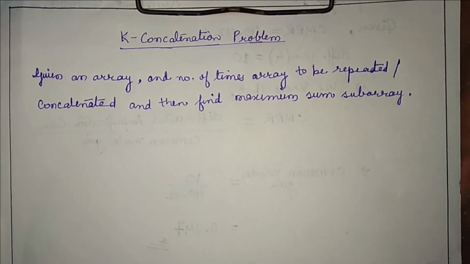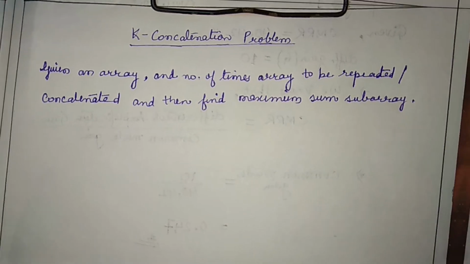Talking about the problem statement of this K-Concatenation, here we are given an array and the number of times this array is going to be repeated or concatenated. After that, we have to find the maximum sum subarray of the newly generated array. So, talking with some examples.